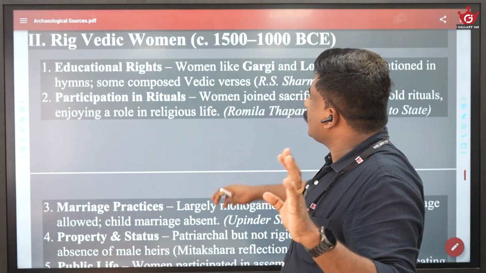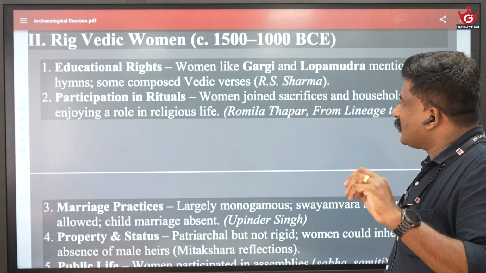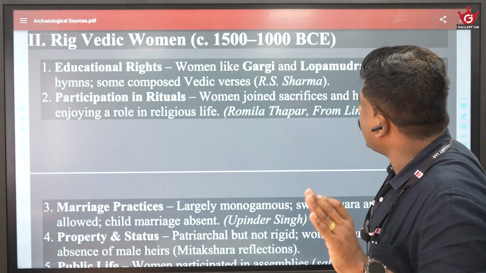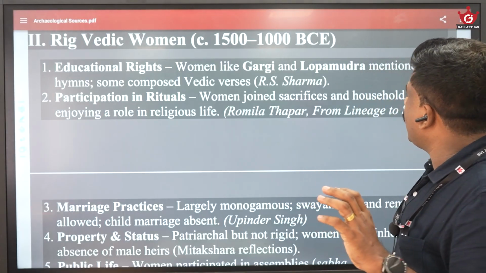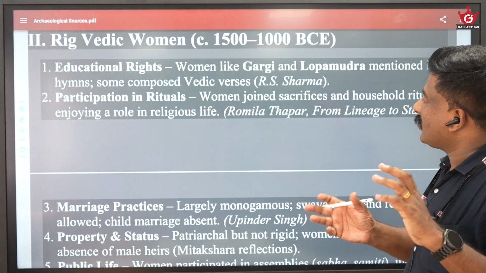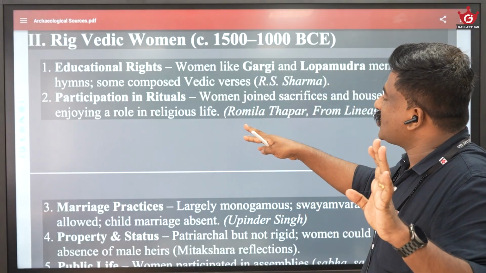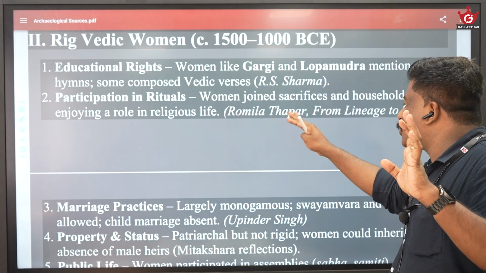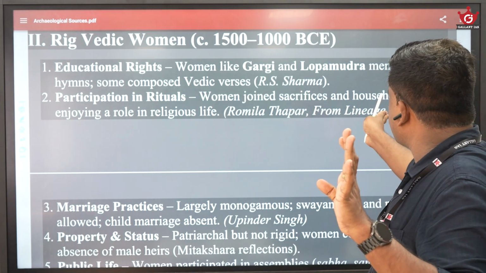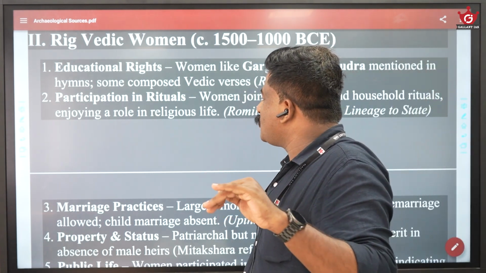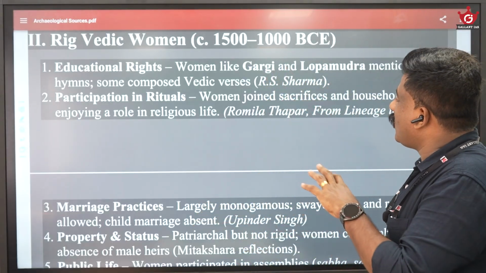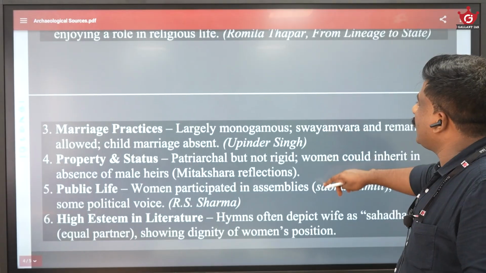Rigvedic women, 1500 to 1000 BC, enjoyed educational rights according to R. Sharma. Gargi and Lopamudra are mentioned as women hymn composers. They composed Vedic verses and participated in rituals. Women joined the sacrifices and household rituals with their husbands. That means they enjoyed a good role in religious life, according to Romila Thapar.